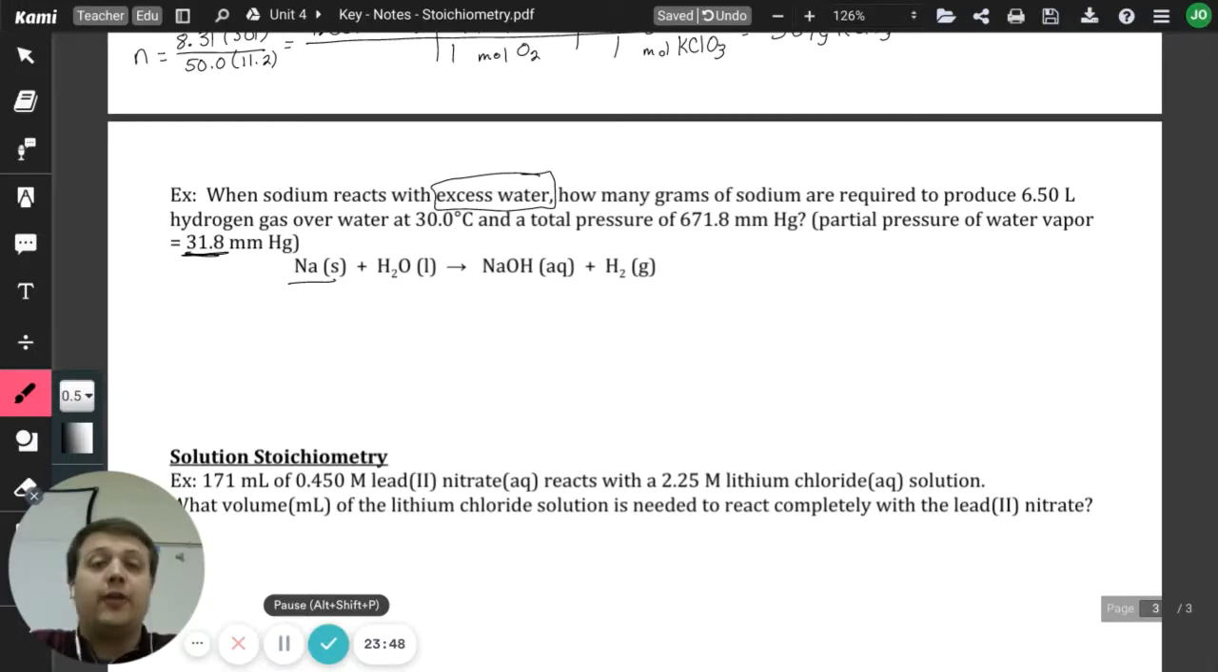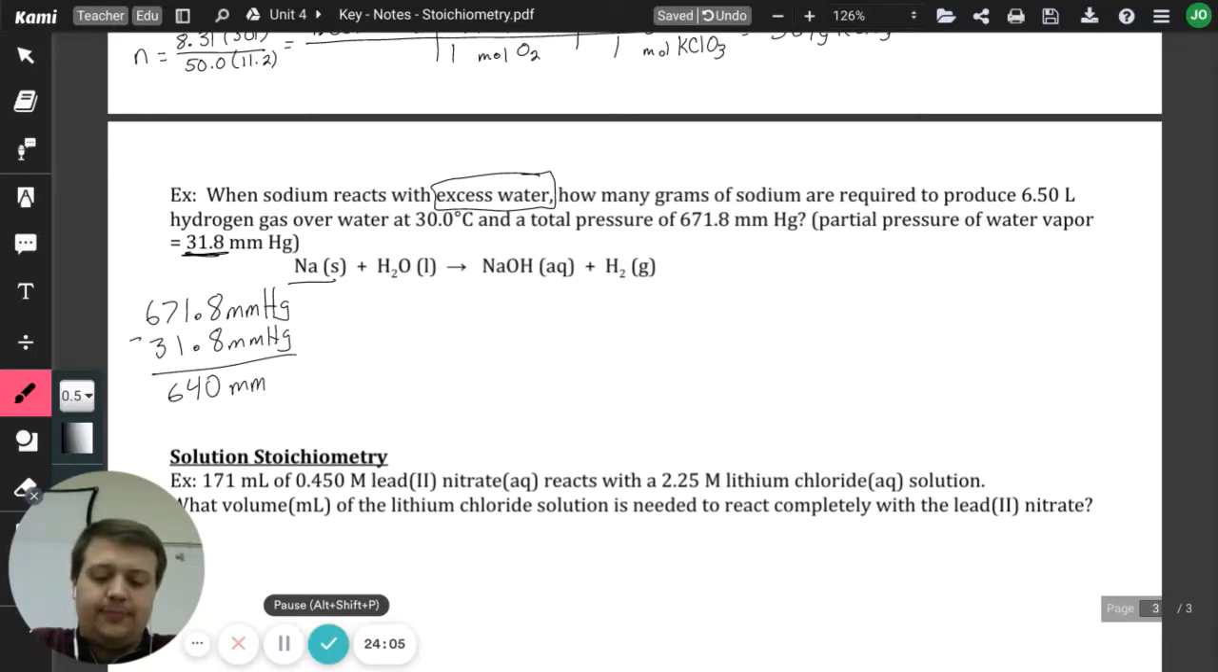So to solve for the pressure of the hydrogen gas, it's just 671.8, which is the total pressure, minus the pressure of the water, 31.8. And we're going to find we have a total of 640 mmHg for hydrogen gas. Well, now we've got our pressure. We've also been told our volume and our temperature. So we can use PV equals nRT to solve this problem. We're going to need to know the number of moles, though. So n equals PV over RT.